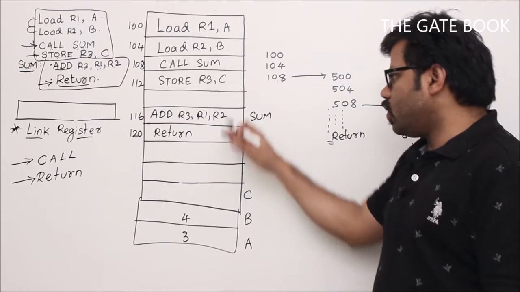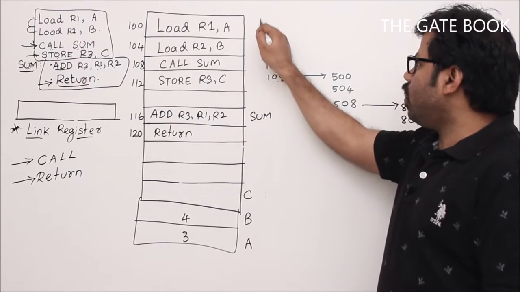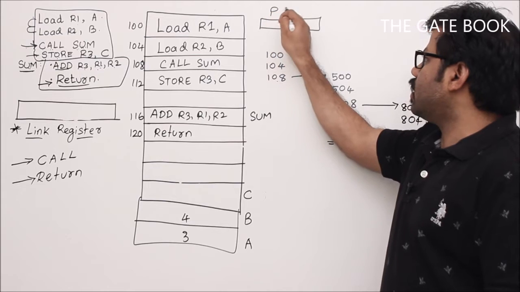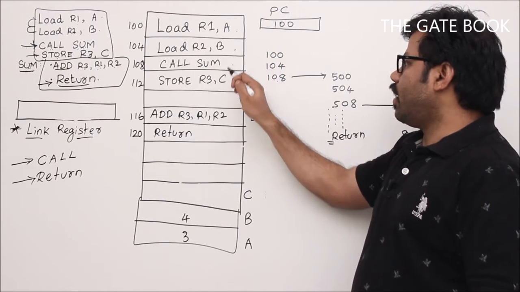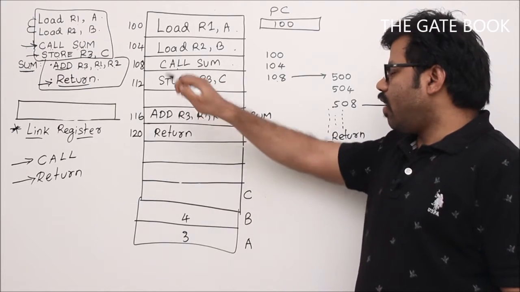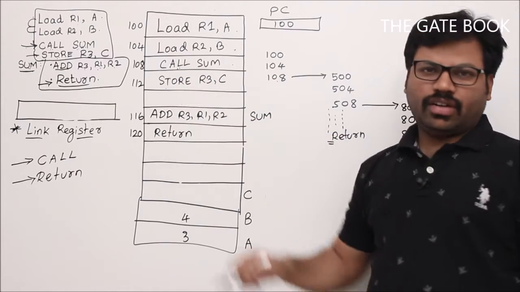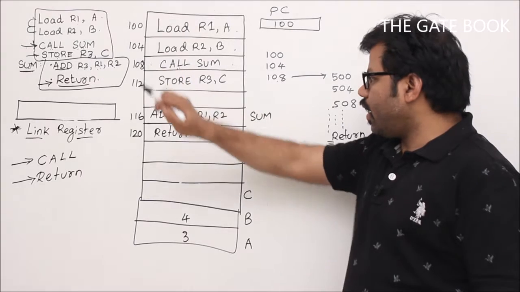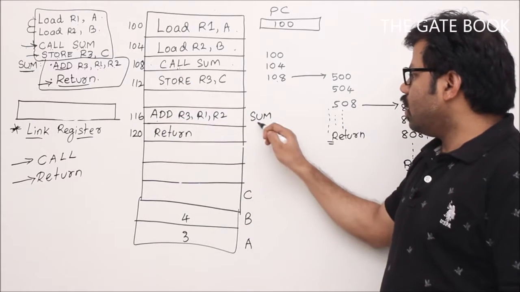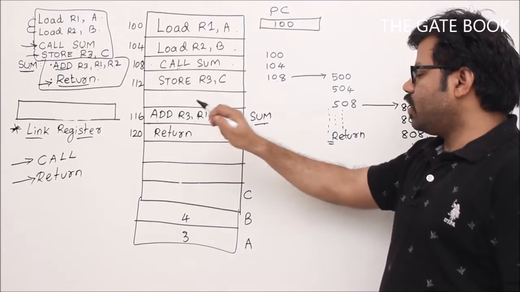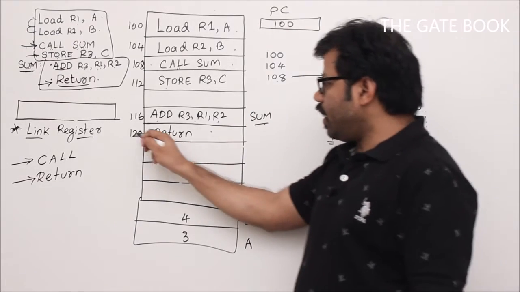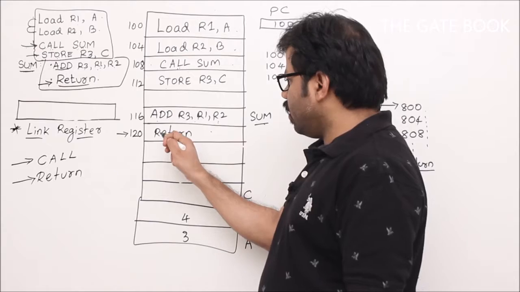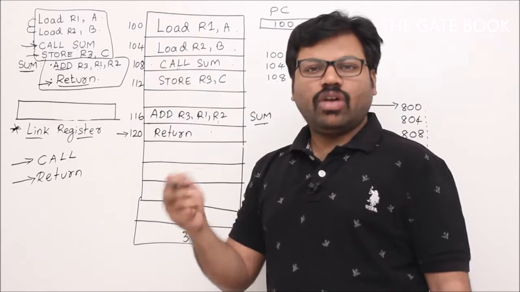Let's say your program is loaded here. Initially your program counter is showing 100, such a way we planned it. Then later it will go to 104, 108. But whenever there is a call, after 108 we should not go to 112, right? We have to go from 108 to 116 because the sum routine is loaded here. After completing the instruction at 120, we should come back to 112. So how can that be done?